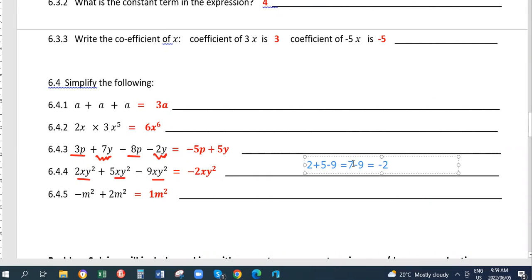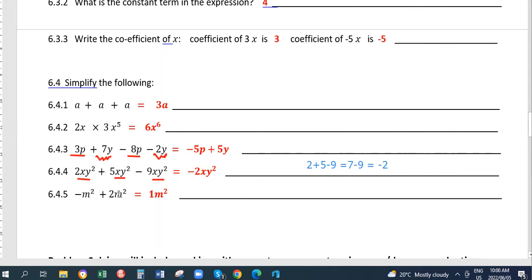Right. The difference between 7 and 9 is 2, and there's more negative, so the answer is negative 2. But as I said, you can type this in and get your answer as well. And your x and y squared remains the same because we are not multiplying. Only when you multiply do we add the exponents. This is not multiplication. This is addition and subtraction of like terms.